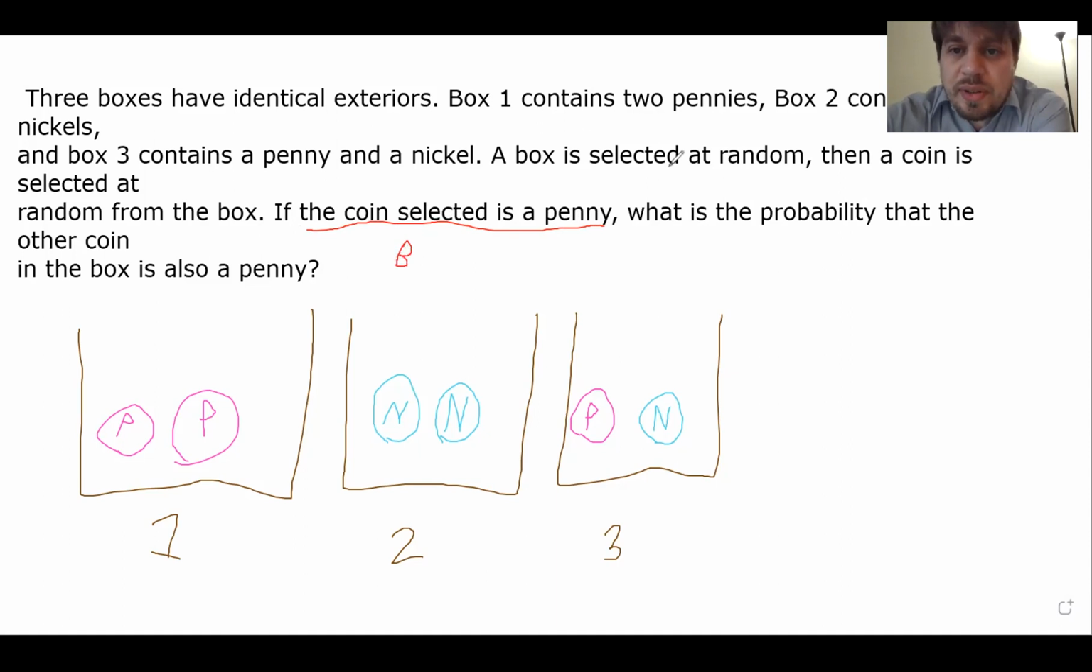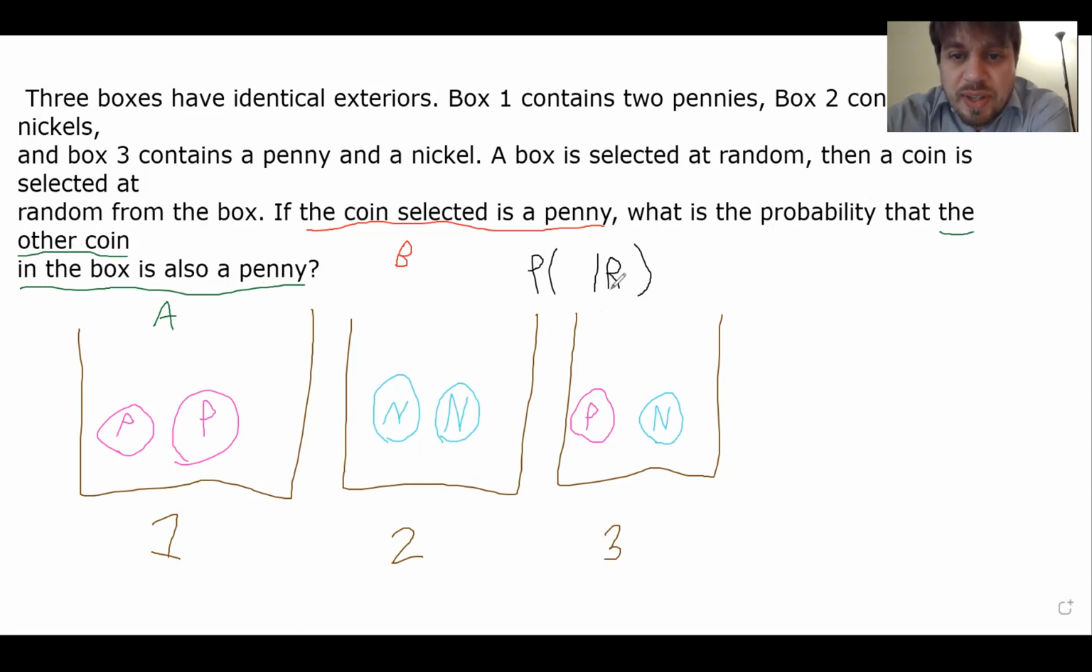And then I have another event. What is the probability that the other coin in the box is also a penny? I'm going to call that event A. And so the question is to find the probability. We want to find the probability of one event given another event, right? It's a conditional probability. So after if is the given event, if the coin selected is a penny.